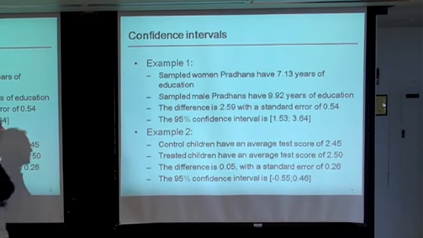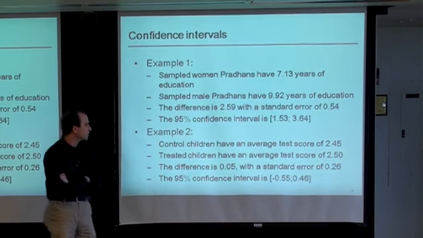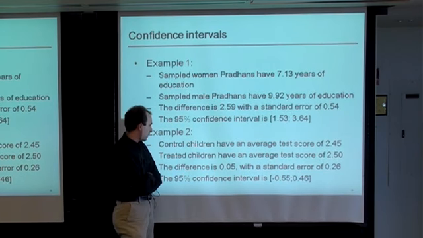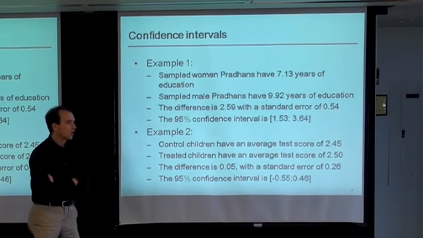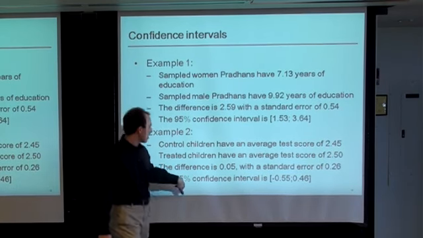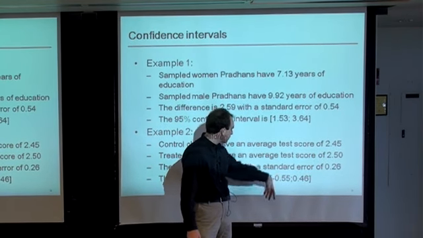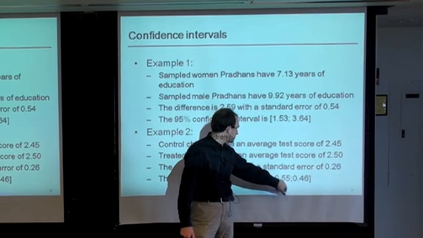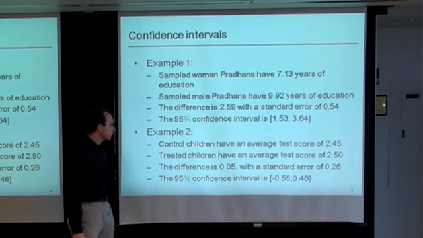So doing another example. In this example, suppose that we saw that control children had an average test score of 2.45 and the treatment had an average test score of 2.5. So we saw a difference of 0.05 and the standard error was 0.26. Okay? So in this case, you would say, well, the 95% confidence interval is minus 0.55. It's approximately 2 times the standard error. It's not exactly 2. Oh, no, it is exactly 2 in this example. Minus 0.55 to 0.46. Okay?